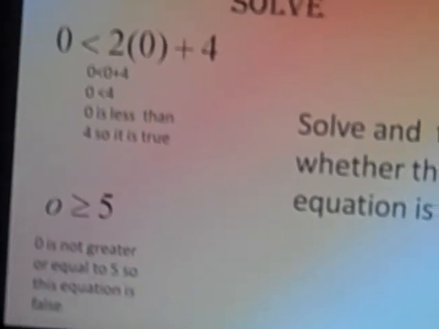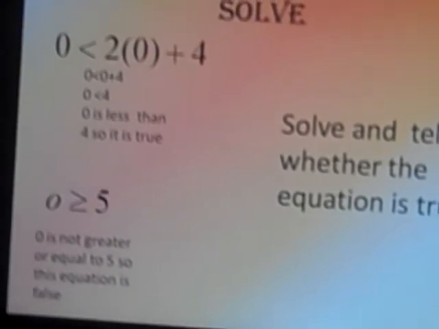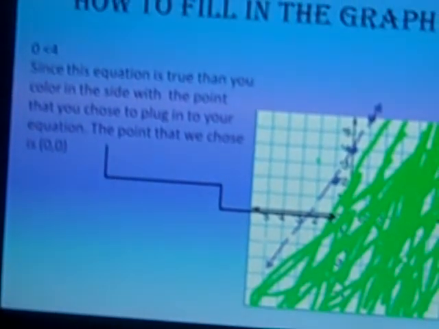0 is greater than or equal to 5. Is this equation true? No, it is not. It is false. It is not true because 0 is not bigger than 5.